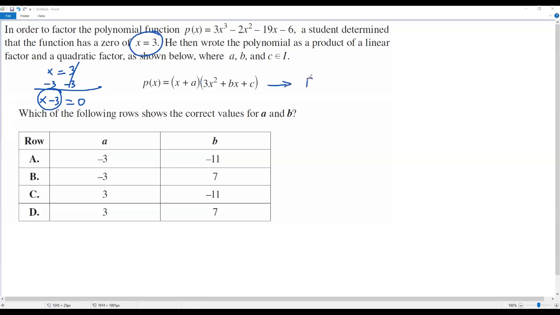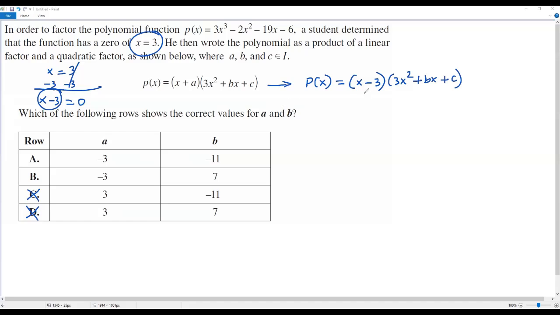Then I'll be getting p of x equals x minus 3 times 3x squared plus bx plus c. Comparing x plus a over here with x minus 3 over here, what do we get for a? At the place of a, we get negative 3. So the value of a is negative 3. When I look at the 4 rows, only in row A and row B do we get a equal to negative 3. So we can reject row C and row D, because in these two rows we get a equal to 3.